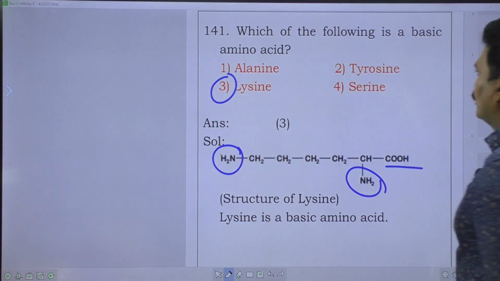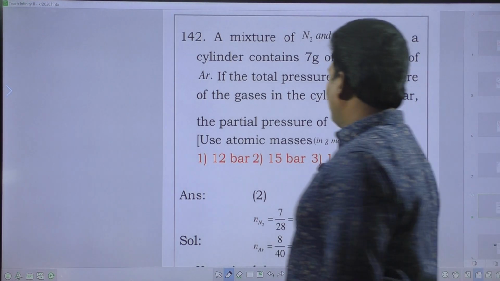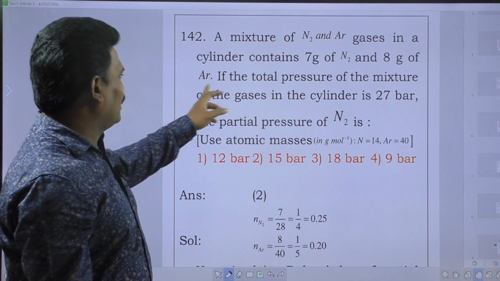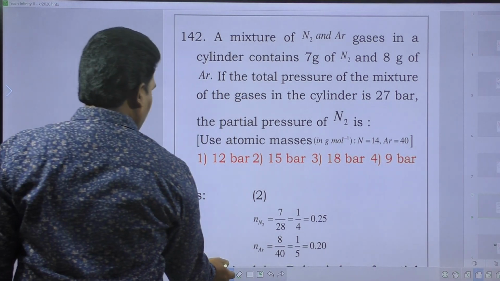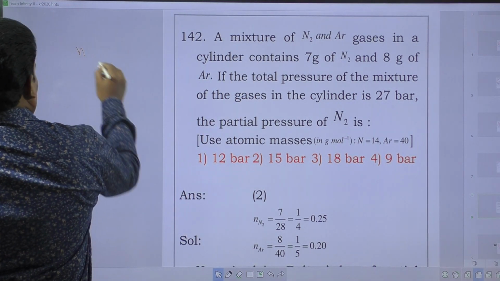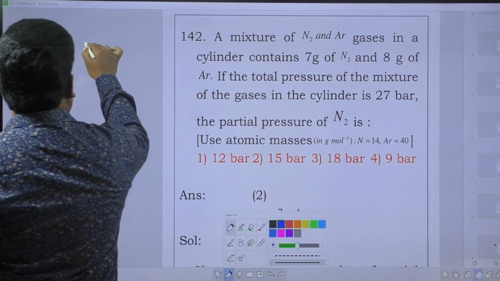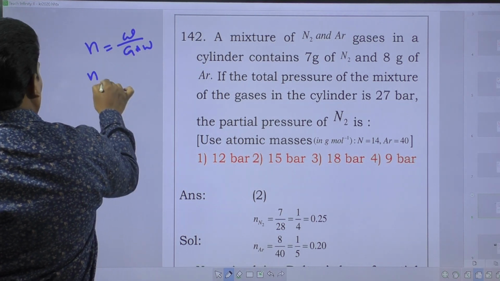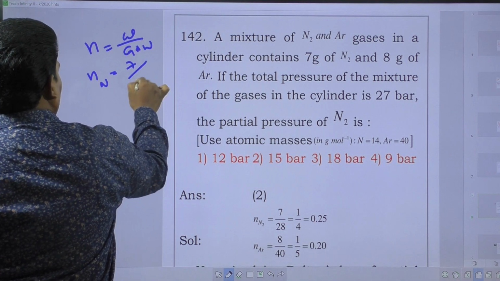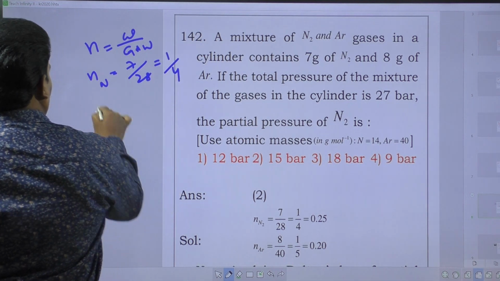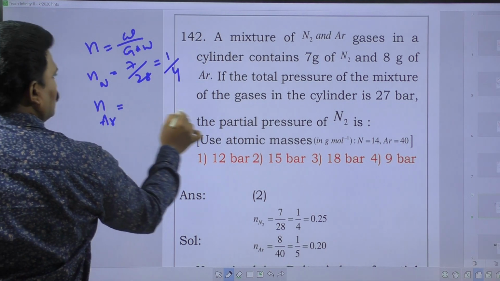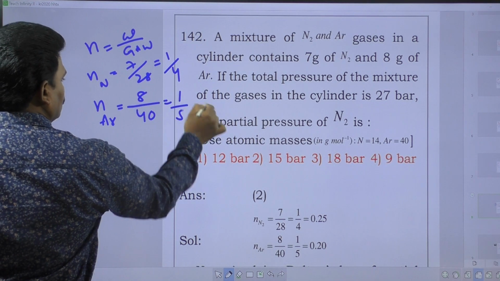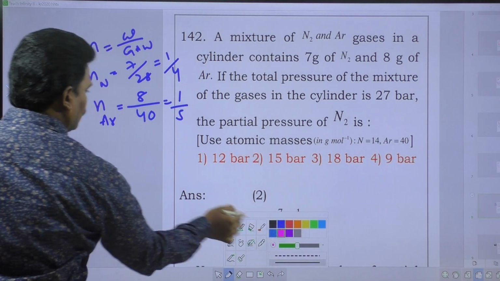And then go to question number 142. A mixture of N2 and argon gases: 7 grams of N2, 8 grams of argon. Number of moles formula: number of moles is equal to weight by atomic weight. Here number of moles of N2 is equal to 7 by 28, that equals 1 by 4. Number of moles of argon is equal to weight 8 by atomic mass of argon 40, that equals 1 by 5. So Dalton's law, use the Dalton law formula.